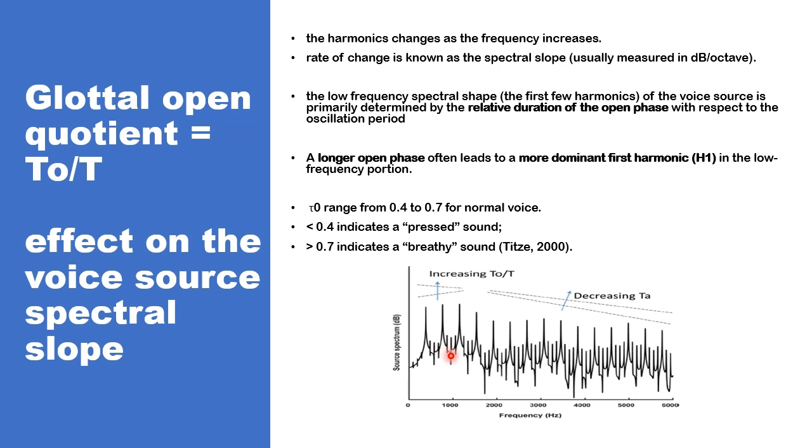This voice source spectral slope graph comes from the fact that the harmonics produced by the voice source change as the frequency increases. This rate of change of the harmonics when the frequency increases gives the spectral slope. The lower harmonics here, the lower frequencies, are affected by the increase in the glottal open quotient. If you have a high glottal open quotient, like more than 0.7, then you would get a higher dominant first harmonic and a breathy and weak voice.